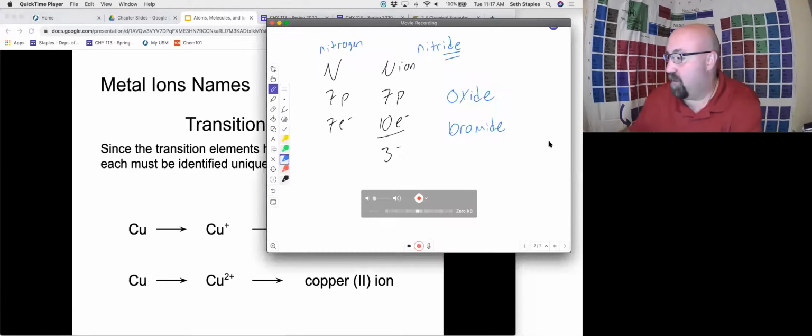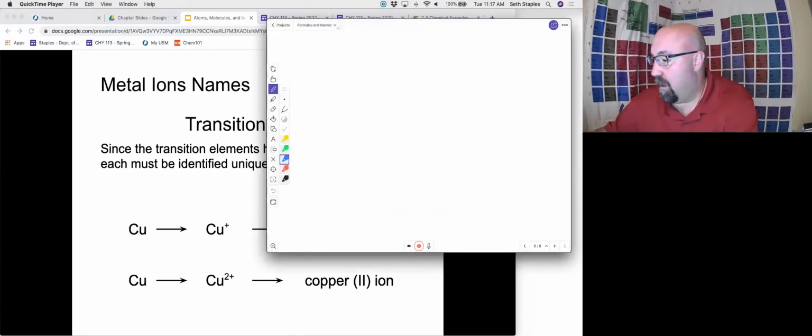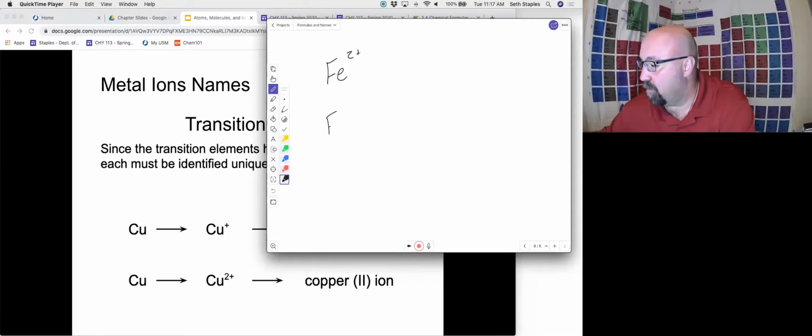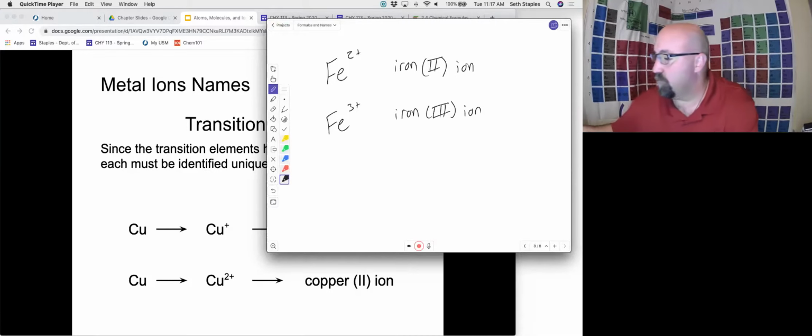If we were talking about iron, iron can form 2 different ions fairly easily. You could either form a 2+ or a 3+. And so here we have an iron 2 ion or an iron 3 ion. Chromium, like I said, could form a whole bunch of different ions.